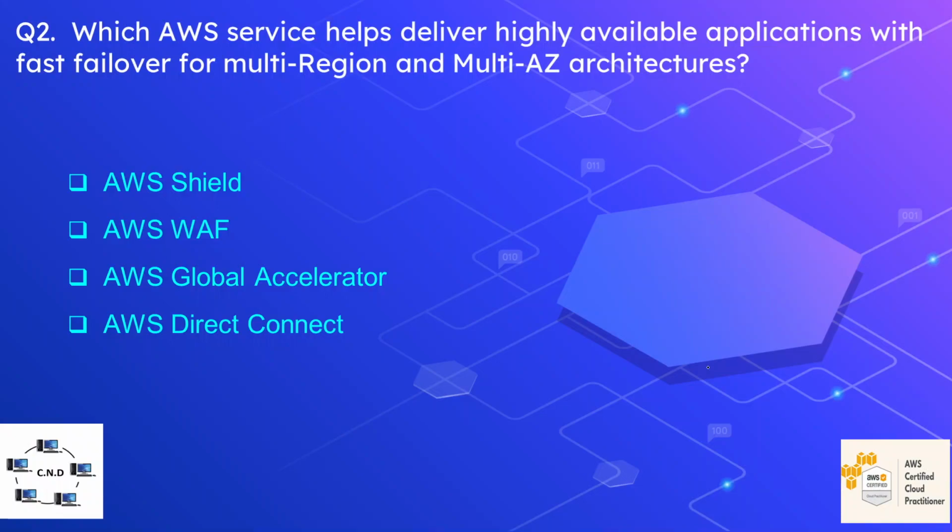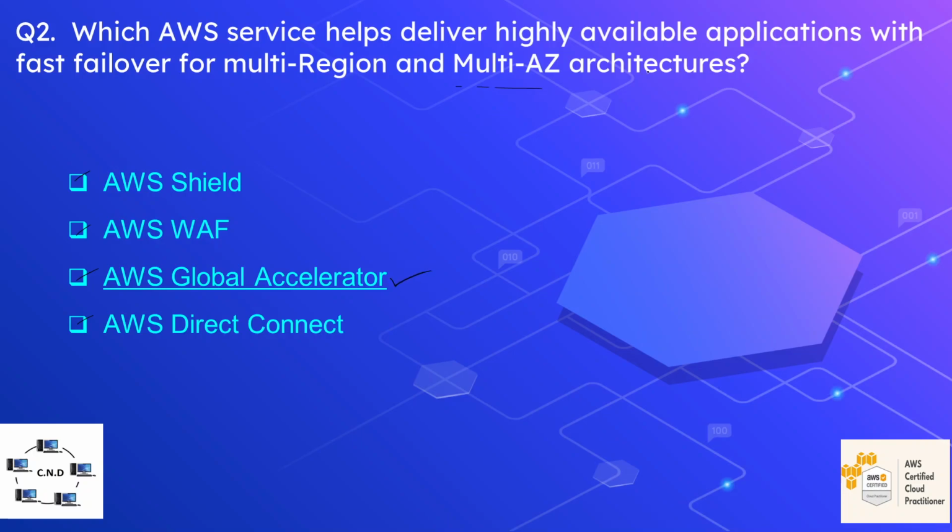So question number two is: which AWS service helps deliver highly available applications with fast failover for multi-region and multi-availability zones architectures? The options are option A, AWS Shield, option B, AWS WAF, Web Application Firewall, option C, AWS Global Accelerator, and option D, AWS Direct Connect. And the correct option is AWS Global Accelerator.